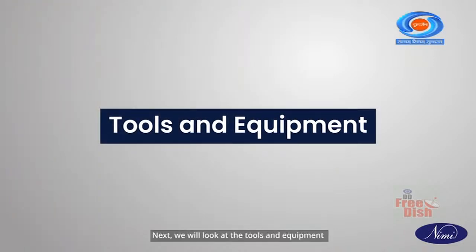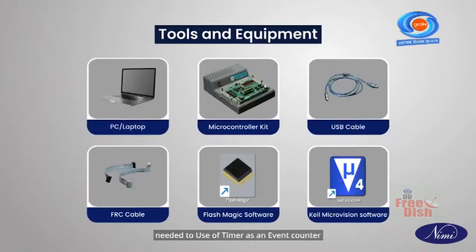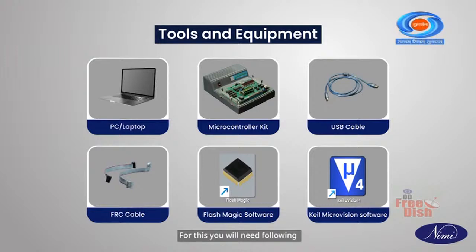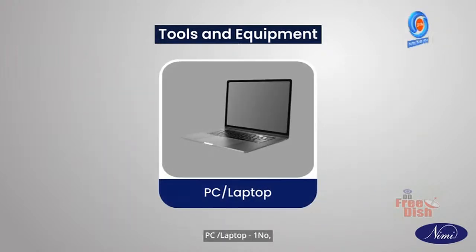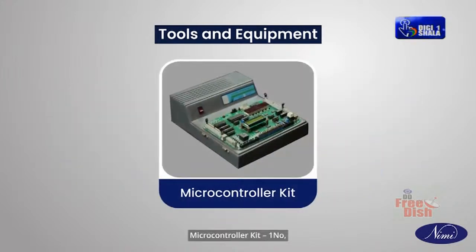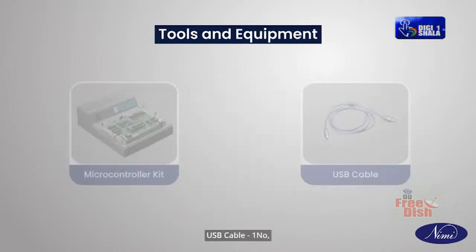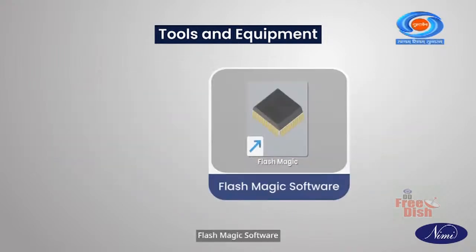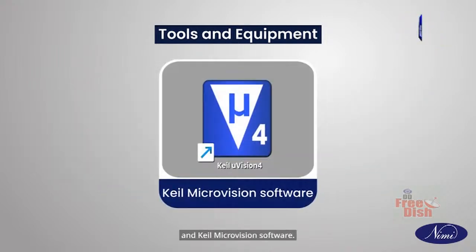Next, we will look at the tools and equipment needed to use a timer as an event counter to count external events. For this, you will need the following tools and equipment: PC or laptop 1 number, microcontroller kit 1 number, USB cable 1 number, FRC cable 2 numbers, Flash Magic software, and Keil MicroVision software.